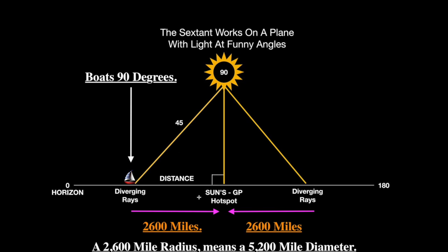So let's say you found out the sun was 2,600 miles, then that means you're going to have a 5,200 mile diameter, because your radius is obviously 2,600 miles. So you'll have a 5,200 mile diameter, and that means your circle of equal altitude will have a diameter of 5,200 miles. It also means you'll be treating the oceans as one flat plane for 5,200 miles. That's how you have to do it. And that 2,600 miles will be your actual distance measurement.